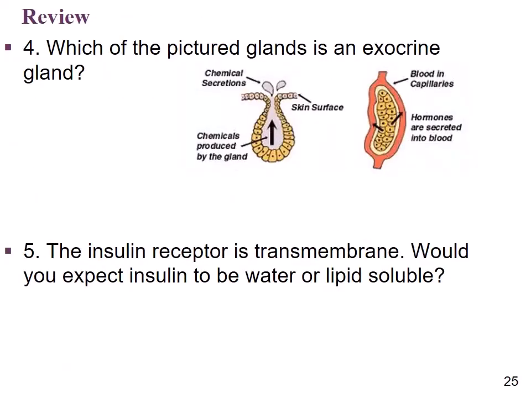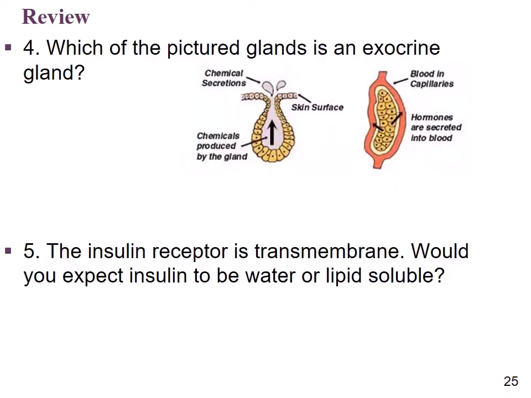Let's review then. Number 4, which of these is an exocrine gland? So remember, exocrine secretes onto surfaces, and endocrine goes into the bloodstream. So the first one here in the picture is exocrine. The second one is endocrine because the hormones are going into the blood in the second one.